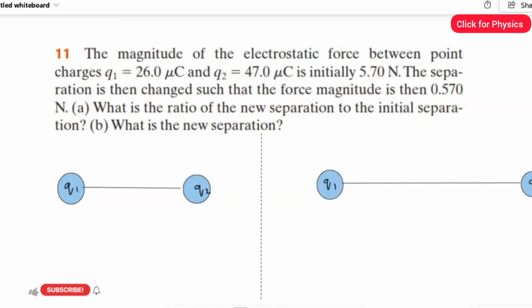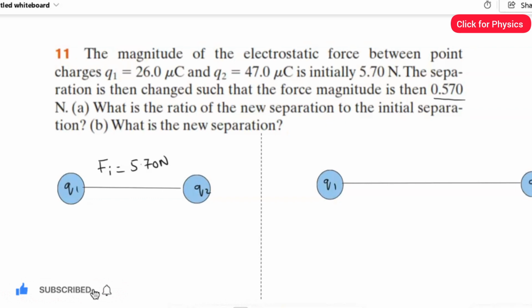Here we have two charges, Q1 and Q2, and these two charges have an initial force. So let's take Fi, the initial force, which is 5.70 Newton. And then the separation between the two charges changed. We don't know if the separation is increased or decreased, but by seeing the value of the force after the change, 0.57 Newton, the force decreases. That clearly shows that we increase the distance between the two charges.